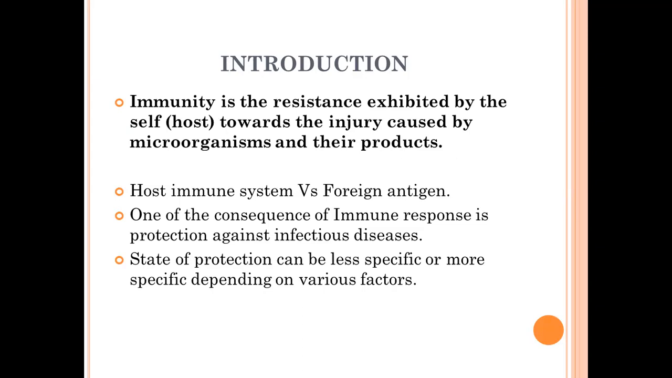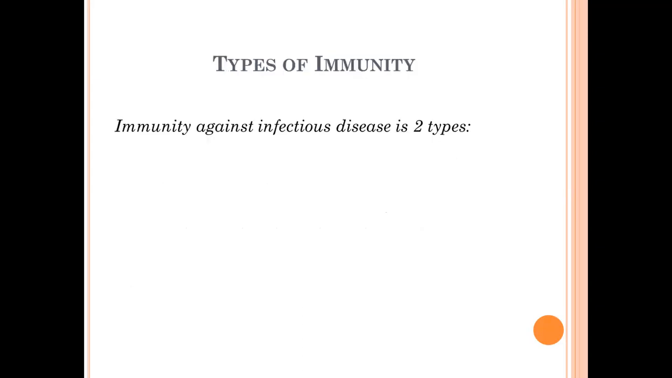And in this way, protection against infectious diseases is there. This protection can be specific, less specific, or more specific, depending on different factors which activate this immune response. So, by definition, it is the resistance towards the injury, and it is continuously going on inside our body whenever there is a foreign antigen. This immune response, which is activated, acts as a protection against the infectious disease, which may be less specific or more specific.